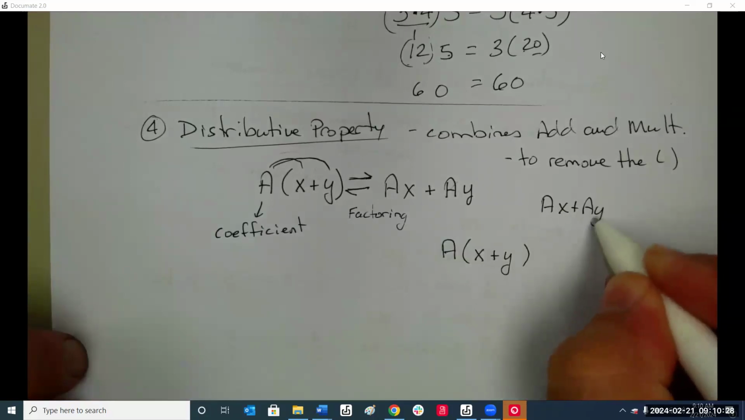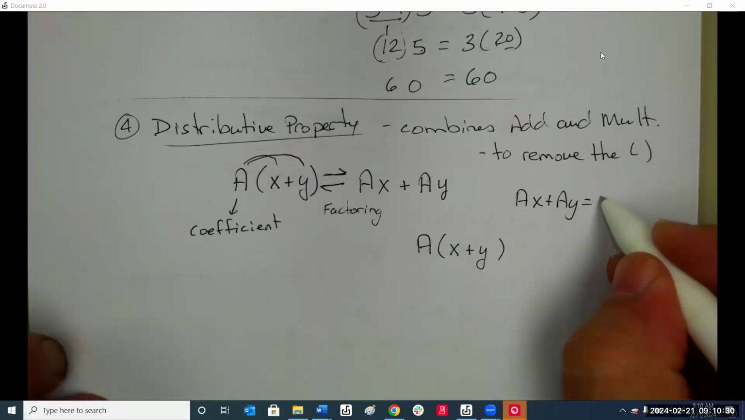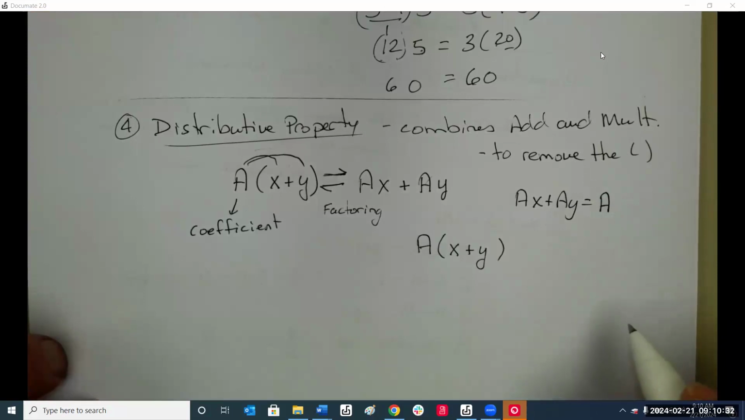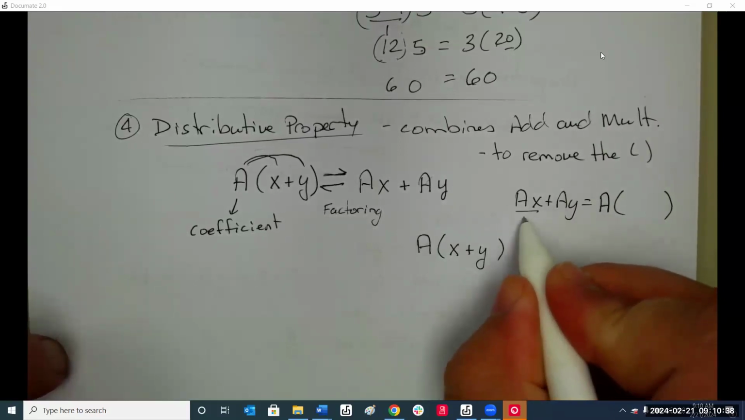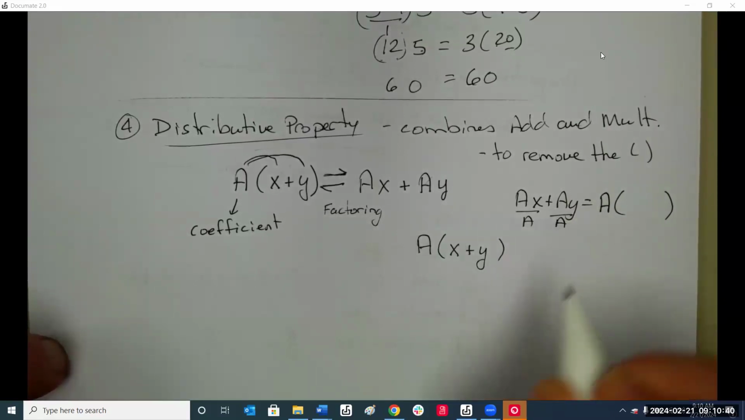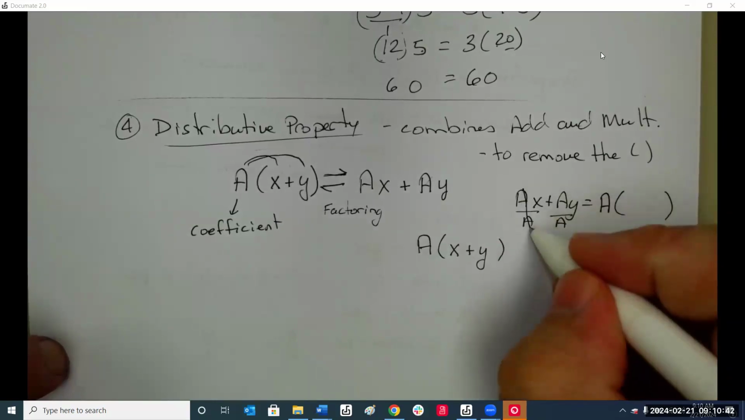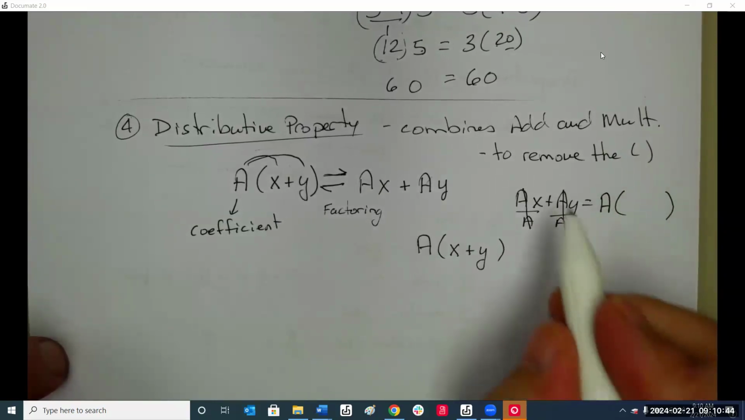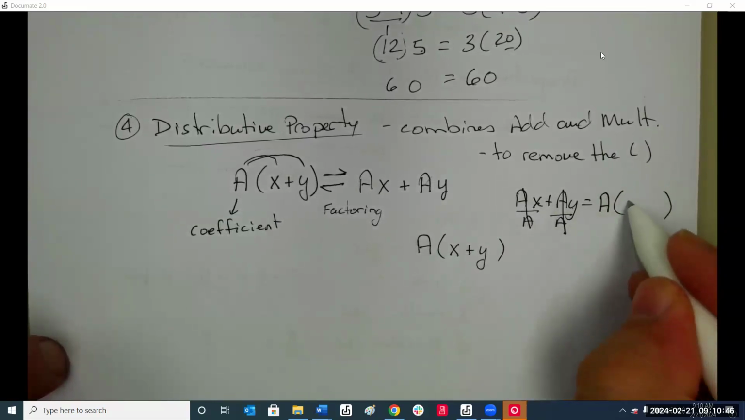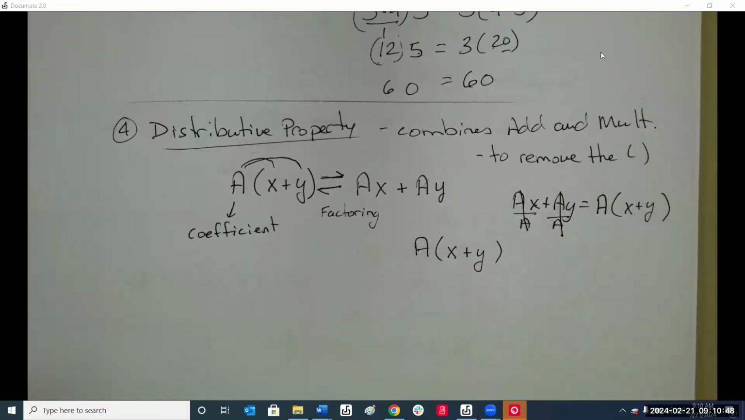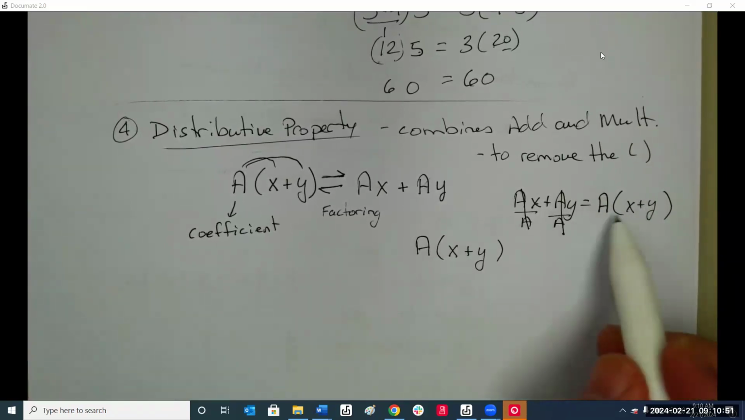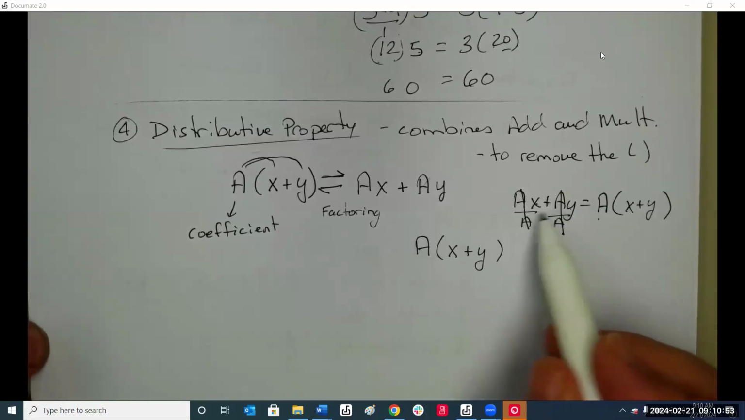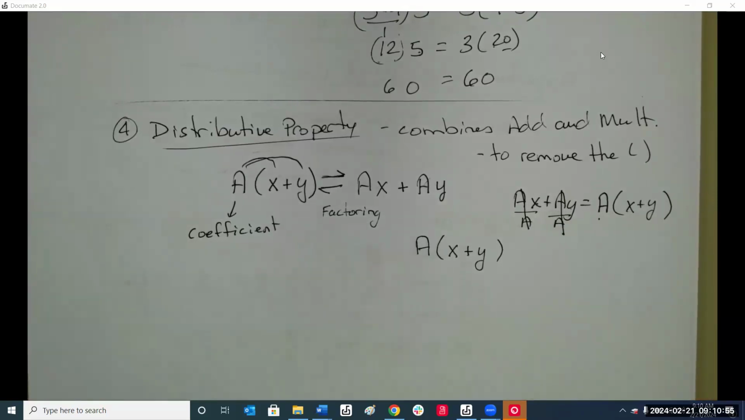AX plus AY. They both have an A in common, so I take it out. Whatever's left goes inside the parentheses. In other words, since I took out the A, I'm going to divide both of these by A. What do I have left? X plus Y. And that's what goes inside here. So whatever you factor out, that goes in front. And then you divide everything in there. And whatever's left is your answer.